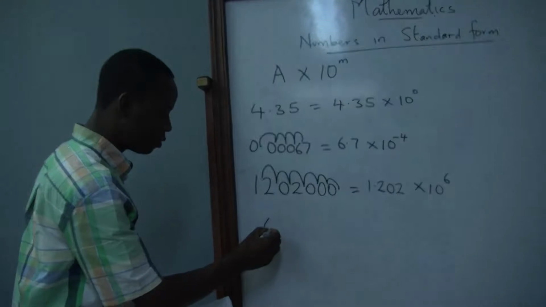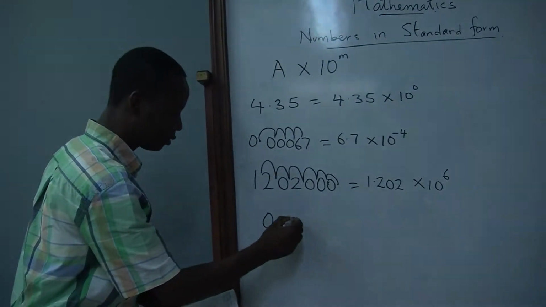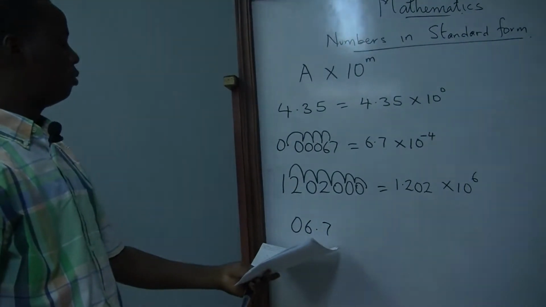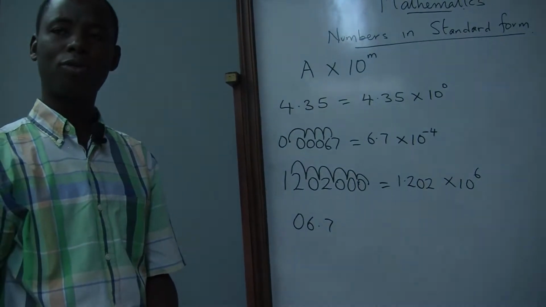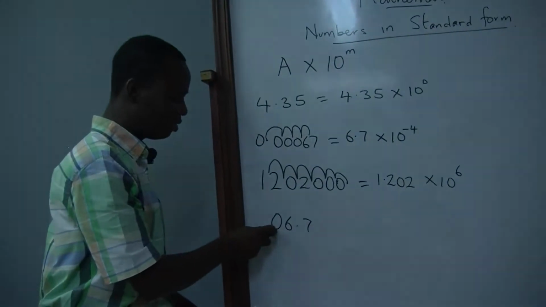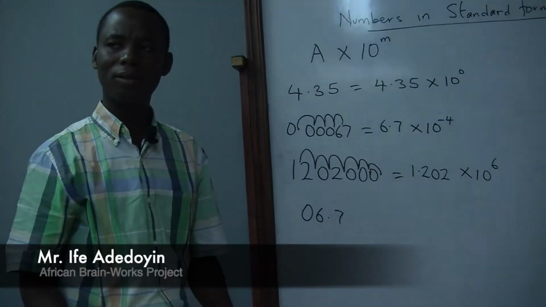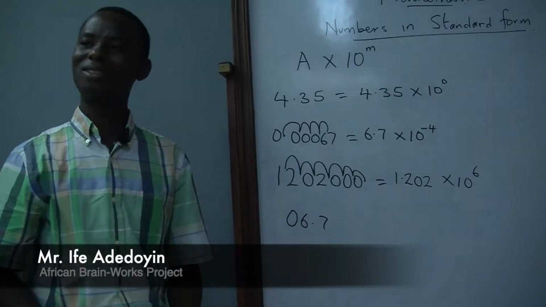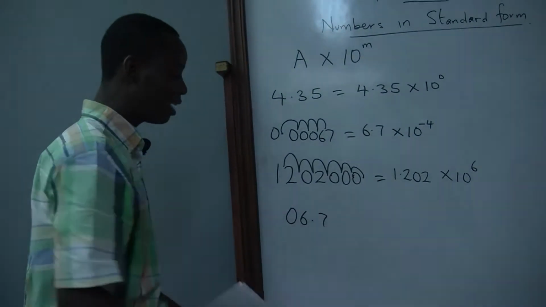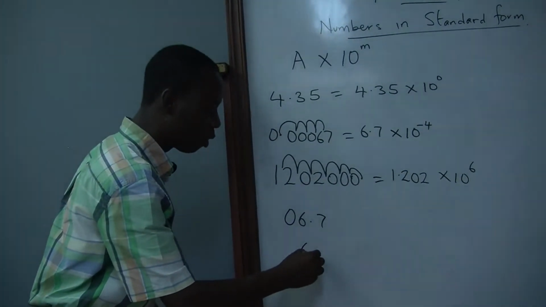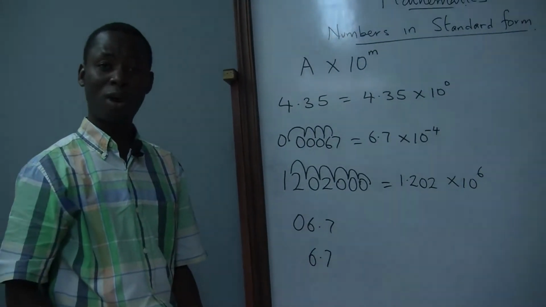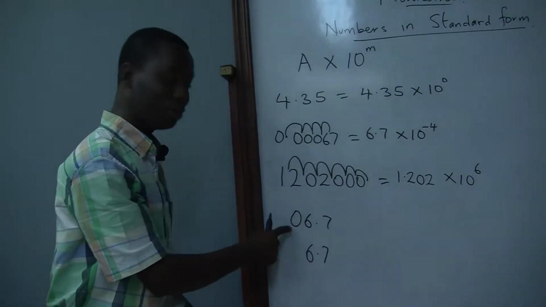Let's look at this. What happens if you're given a figure like this, 067? Examiners can give you a figure like this and they will still ask you to write it in standard form. Now the question comes in. Is this 0 that we are having here significant? Oh, beautiful. It's not significant. The 0 we're having before the 6 is not significant. This number is the same thing as writing 6.7. So don't allow that to confuse you at any point in time, because this 0 is not significant.